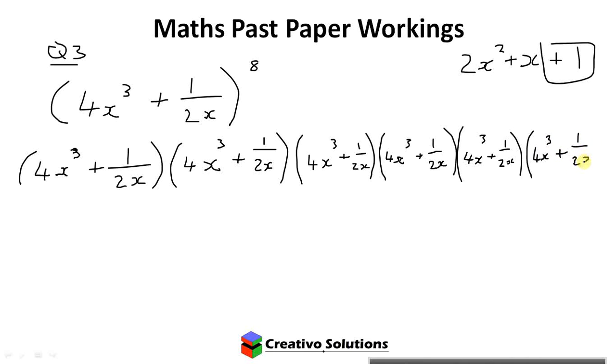1 over 2x. How many do I have? 1, 2, 3, 4, 5, 6. I need 2 more.